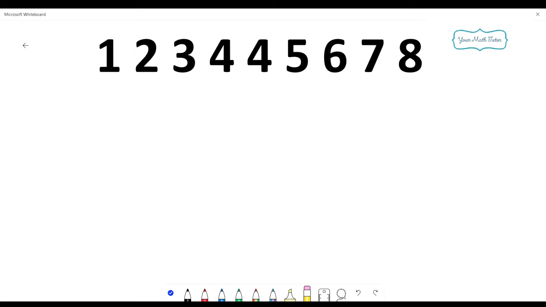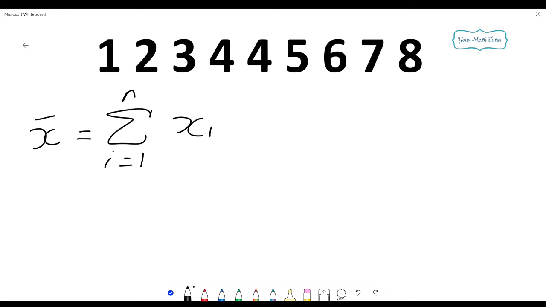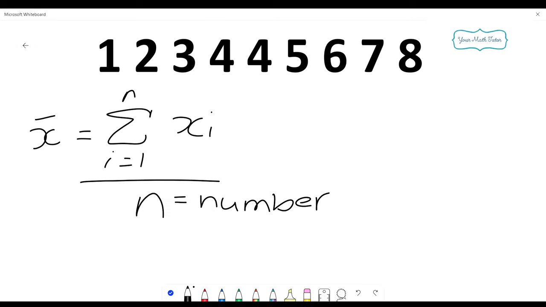The formula for the mean is x̄, that is the symbol for the mean, is equal to the sum of all n, from the first i being 1, xi divided by n. So n is the number of observations or data there are. In our case, we count them: 1, 2, 3, 4, 5, 6, 7, 8, 9. So our n is equal to 9, right?